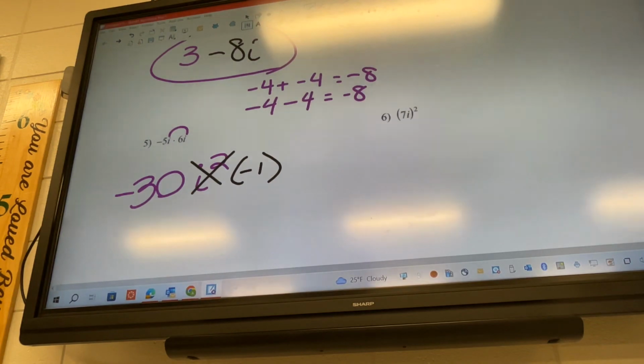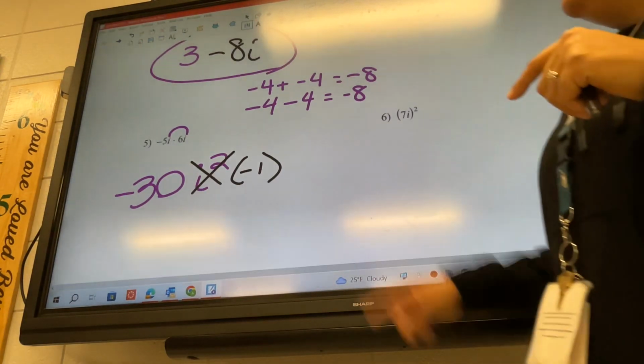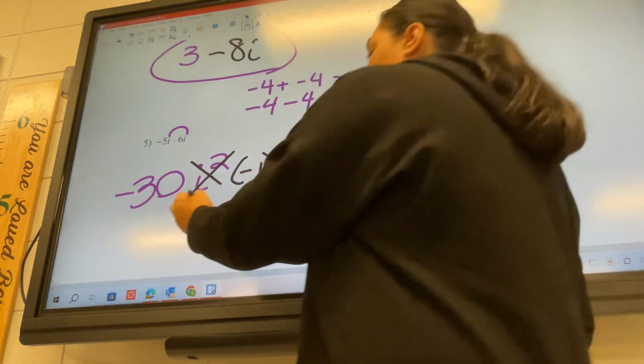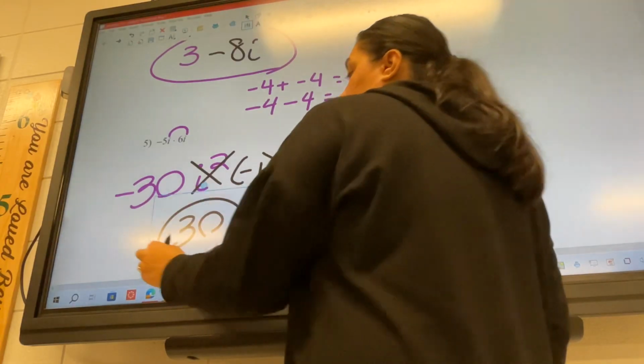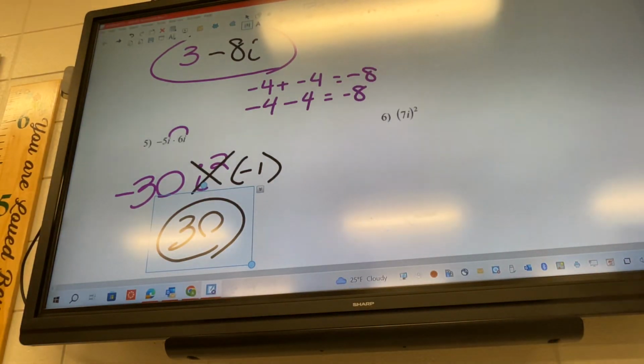Why is it just positive 30 though? Because two negatives equal a positive. Okay, are we adding, subtracting, multiplying, or dividing? We're multiplying, okay? So when we're multiplying, two negatives is going to be a positive. So negative 30 times negative 1 is positive 30. It's just 30? Yep.